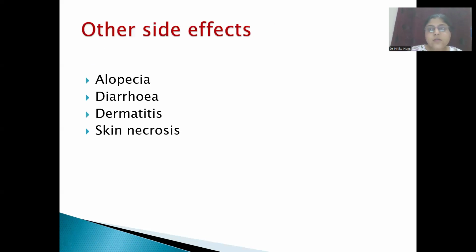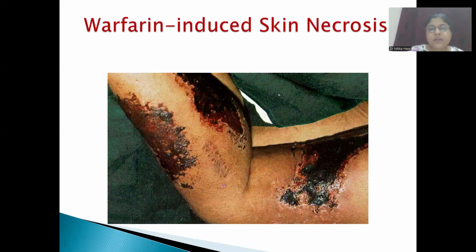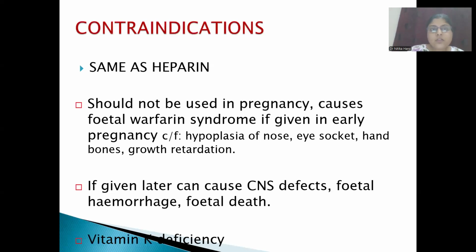Other side effects: it can cause loss of hair, diarrhea, dermatitis, and skin necrosis. Skin necrosis occurs in patients who are on warfarin therapy for deep vein thrombosis or pulmonary embolism. They may develop dermatitis or skin necrosis as the side effect. This is warfarin-induced skin necrosis. Contraindications are the same as heparin.